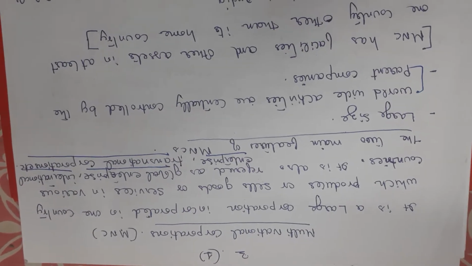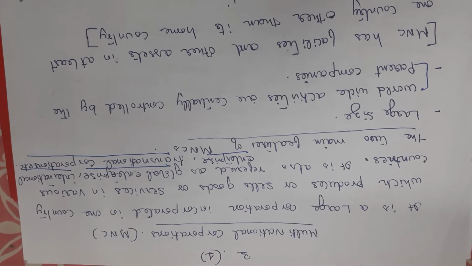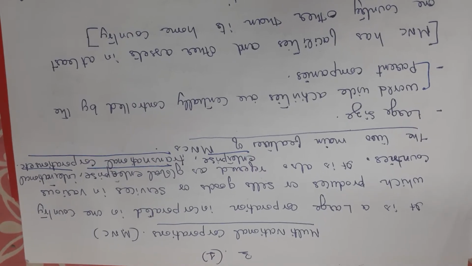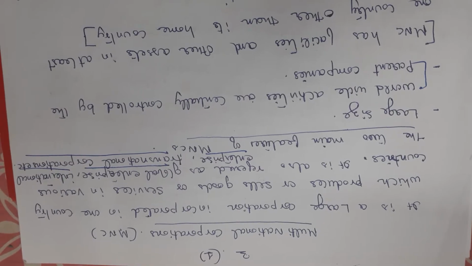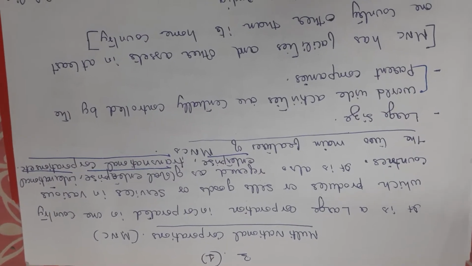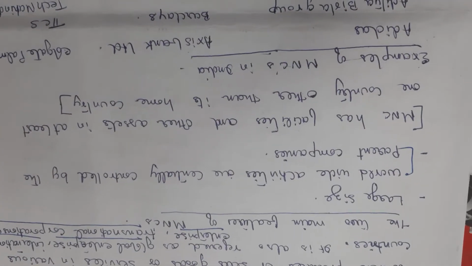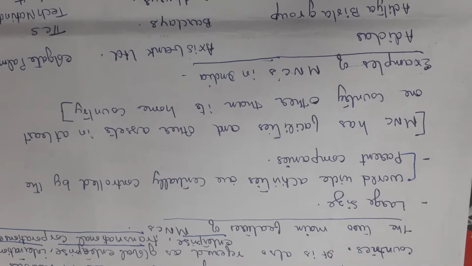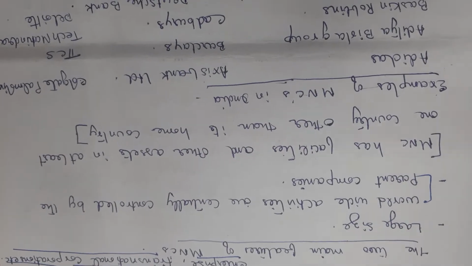Before that, let me go into the introduction. It is a large corporation incorporated in one country which produces or sells goods or services in various countries. It is also called a global enterprise, international enterprise, or transnational corporation. The two main features of multinational corporations are large size, and worldwide activities centrally controlled by parent companies.